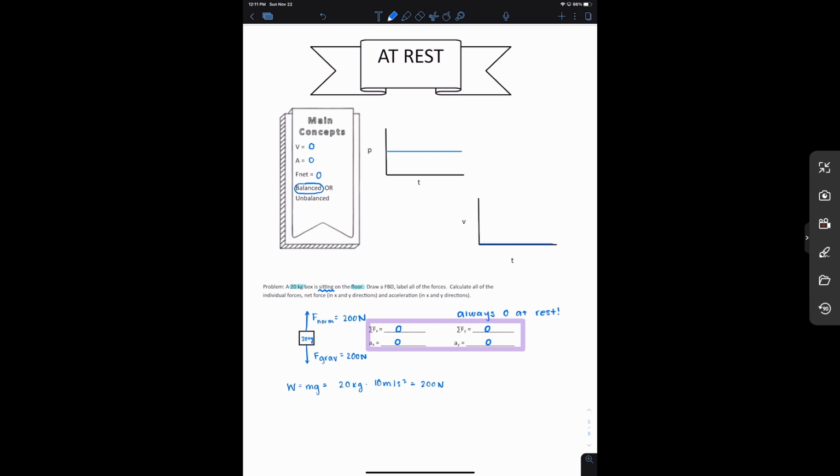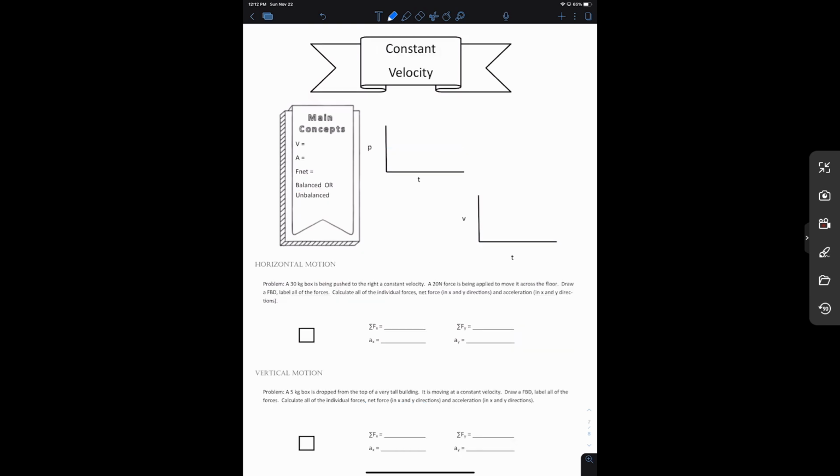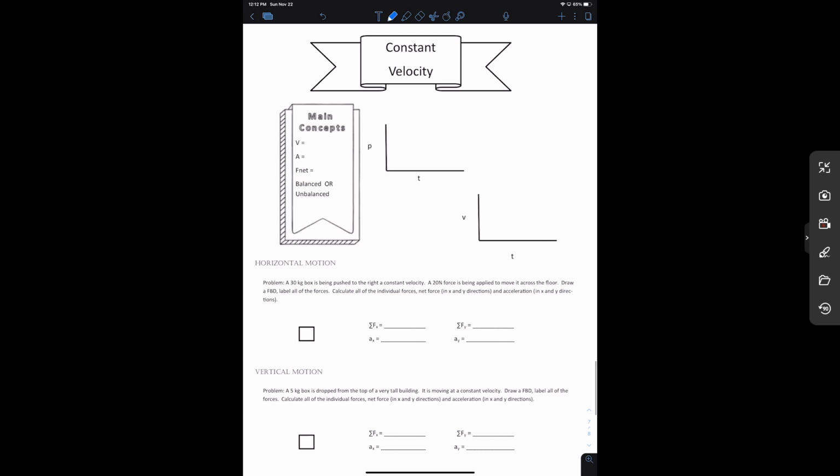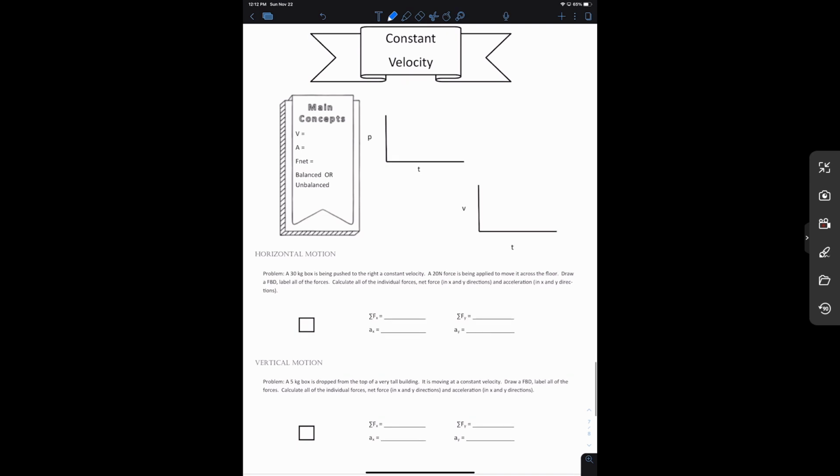Okay, so let's look at constant velocity. So that will be on the next page in your packet. So for constant velocity, we're on page 33 in your blue packet, and we're going to do the same thing. So for constant velocity, v is going to be equal to a number, some number. We don't know what the number is, but it's going to be a number.